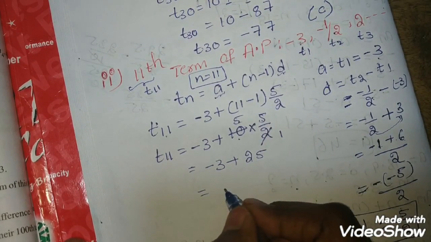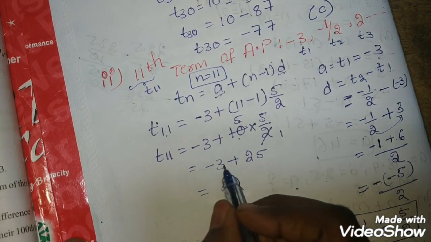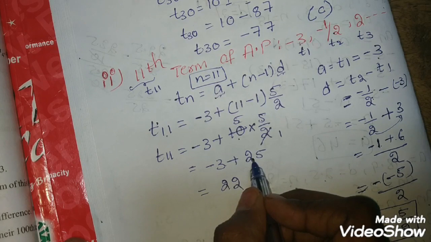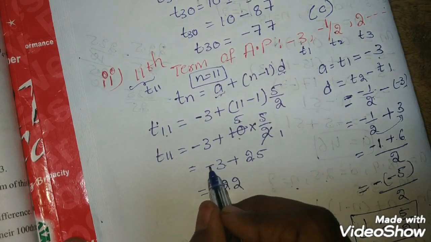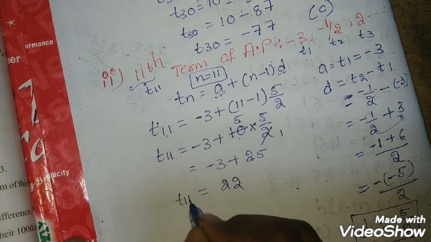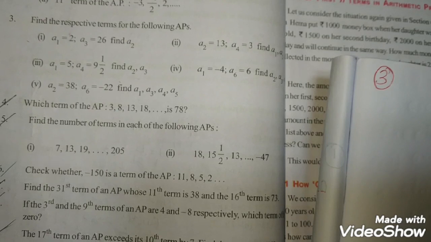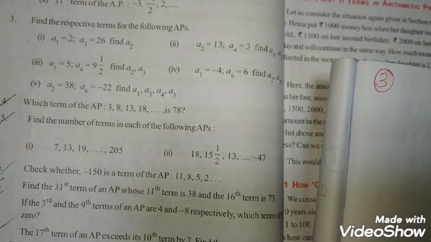So what do we get as our answer? 22. Because minus into plus is minus. 3 minus 25, what? Minus 22. And in front of 3 we have a negative sign. Then minus into minus is plus 22. So term 11 we get 22.